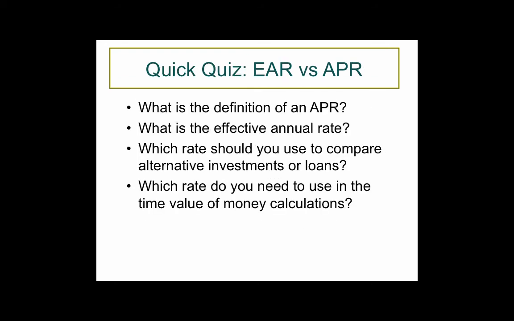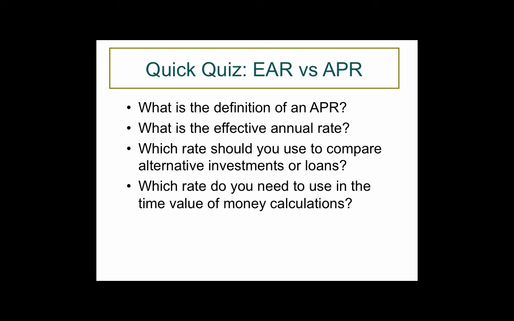All right, so here are some questions from the quick quiz. What is the definition of an APR? What is the effective annual rate? Which rate should you choose or should you use to compare alternative investments or loans? And which rate do you need to use in the time value of money calculations?